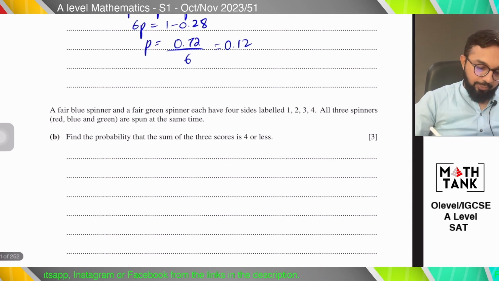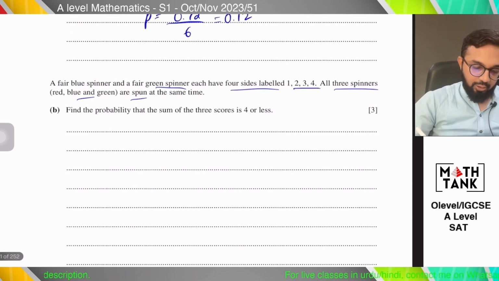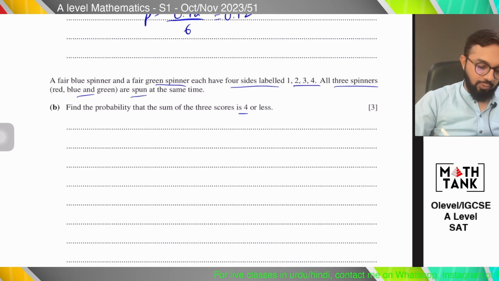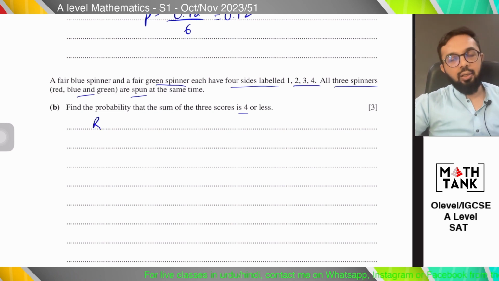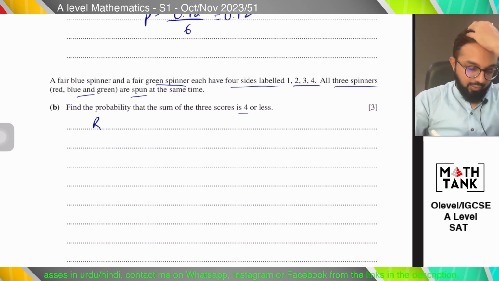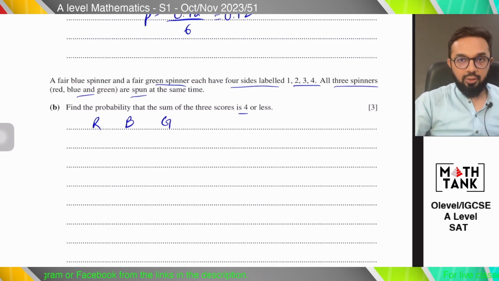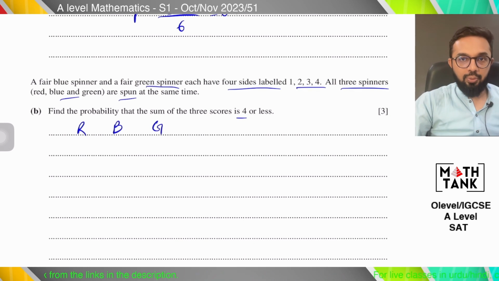A fair blue spinner and a fair green spinner each have four sides labeled 1, 2, 3, 4. All three spinners, red, blue, and green, are spun at the same time. Find the probability that the sum of the scores is 4 or less. Now, I can't have a diagram for three things together. So what I'm going to do is write red, blue, and green and see what the scores come out to be, and then calculate the probability as well.